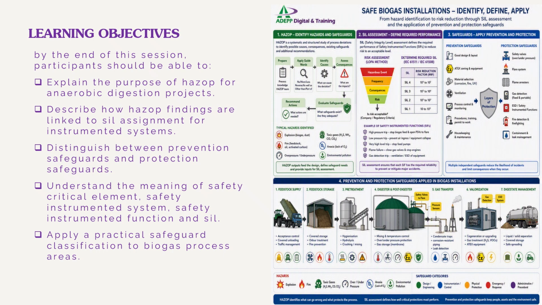By the end of this session, participants should understand the key principles linking hazard analysis and functional safety in biogas installations. We will begin by reviewing the purpose of a HAZOP study and how it is used to identify deviations from intended operation. We will then examine how HAZOP results provide the foundation for SIL assessments and the specification of instrumented safeguards. You will also learn the difference between preventive safeguards and protective safeguards, and understand the terminology associated with safety critical elements, safety instrumented systems, safety instrumented functions, and safety integrity levels. Finally, we will apply these concepts to typical biogas process areas.